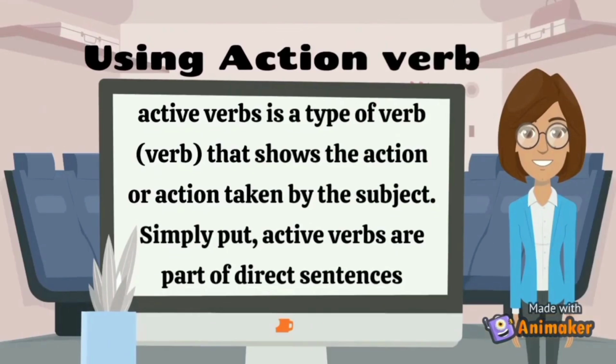Using active verbs. An active verb is a type of verb that shows the action taken by the subject. Simply put, active verbs are part of direct sentences.